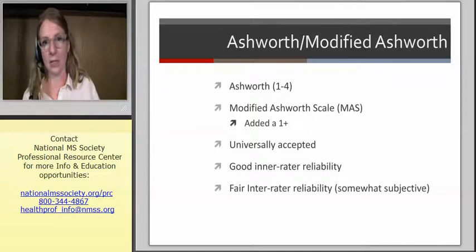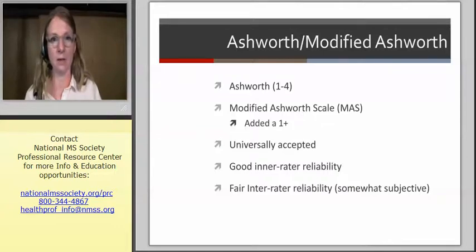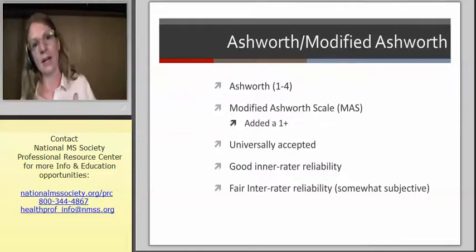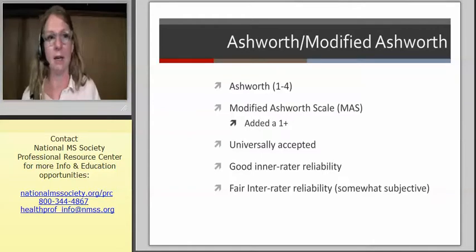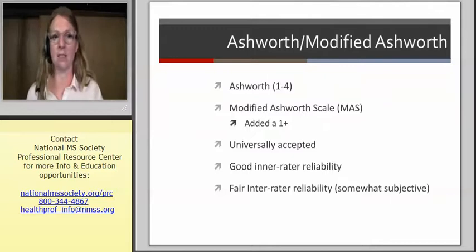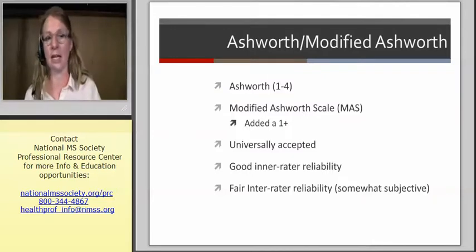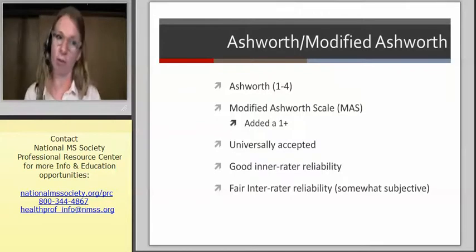The modified Ashworth scale. Originally there wasn't Ashworth, now they've modified it and they've added this 1+, which again is a very subjective sort of measurement. It is pretty universally accepted though in the areas of disability and spasticity. It has good intra-rater reliability. So if I measure it over and over and over again on my patients, I will continue to measure them the same because I'm interpreting the scale and how the feeling's the same, kind of like manual muscle testing.